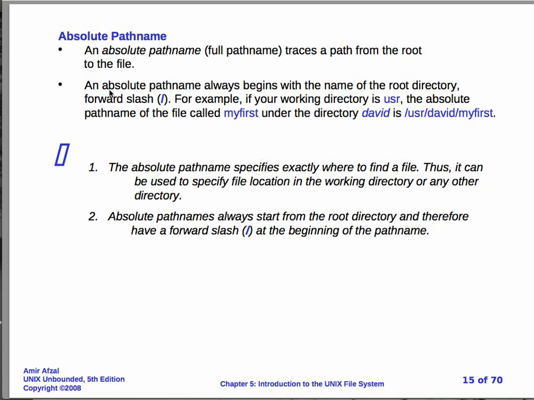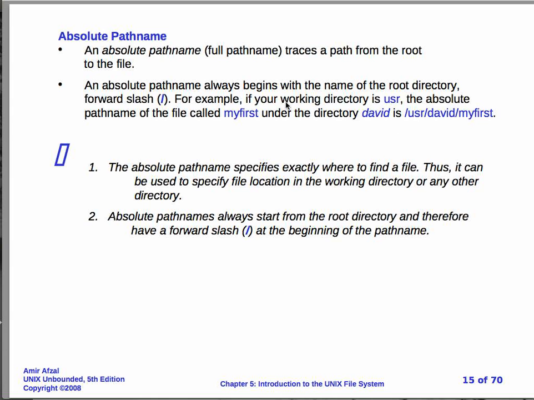The only difference between absolute and relative path names is that absolute path names always begin with the root directory. So if you see a path name that starts with the root, or slash, you know for sure that's an absolute path name. For sure, if that file exists, that is a unique path to that file. Relative path names do not start with a slash. They would start, for example, with usr/David/myfirst. That would work if you are in the root directory. Okay, so you'll get used to this.